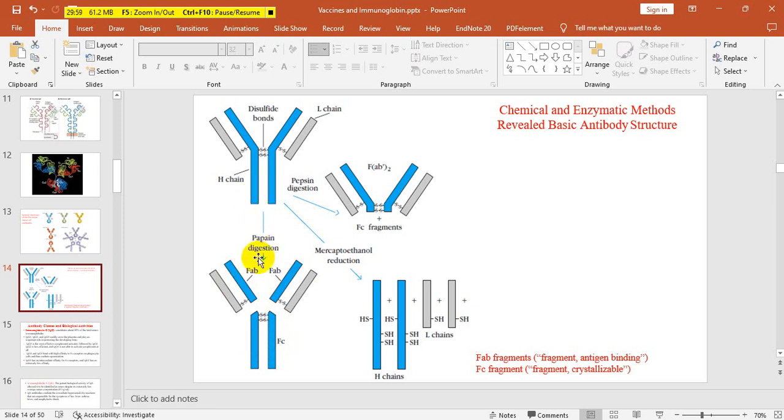When you treat with papain, it breaks the hinge, the bond over here. Then we get three fragments, two Fab fragments like here. This one is not digested. Over here it is digested because you can't see it. Then when you treat with mercaptoethanol, which is a chemical, an alcohol, we have two heavy chains and two light chains. So this is an experiment.